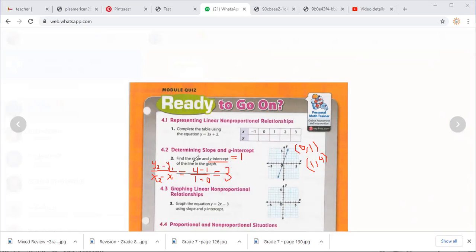And this is to calculate what? To calculate the slope, right? Then in this question, he's going to give us a graph, and from the graph, we are going to calculate the slope and the y-intercept.